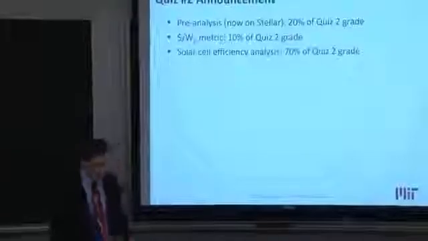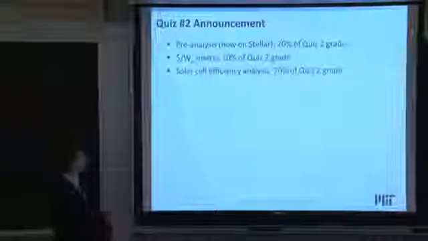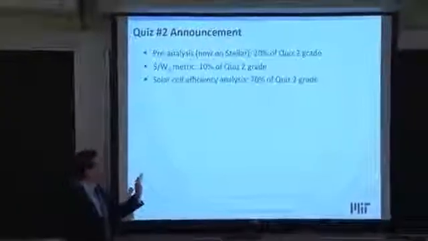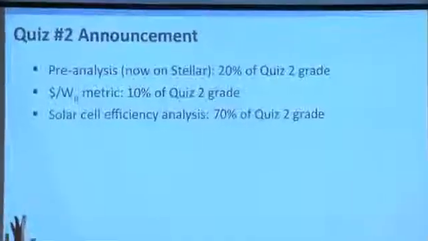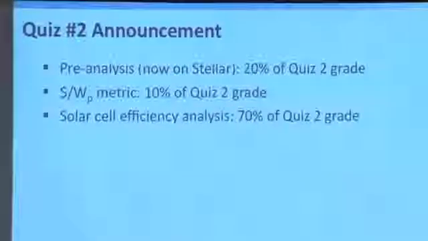OK, so again, the pre-analysis, what is due on Thursday, is 20% of the grade. The dollars per watt peak metric at the end of the day is only 10% of the grade. It's meant to really serve as a stimulus, a little bit of competition, but not meant to really harm you if you happen to not achieve a good value there. And this is meant to be an educational mission.